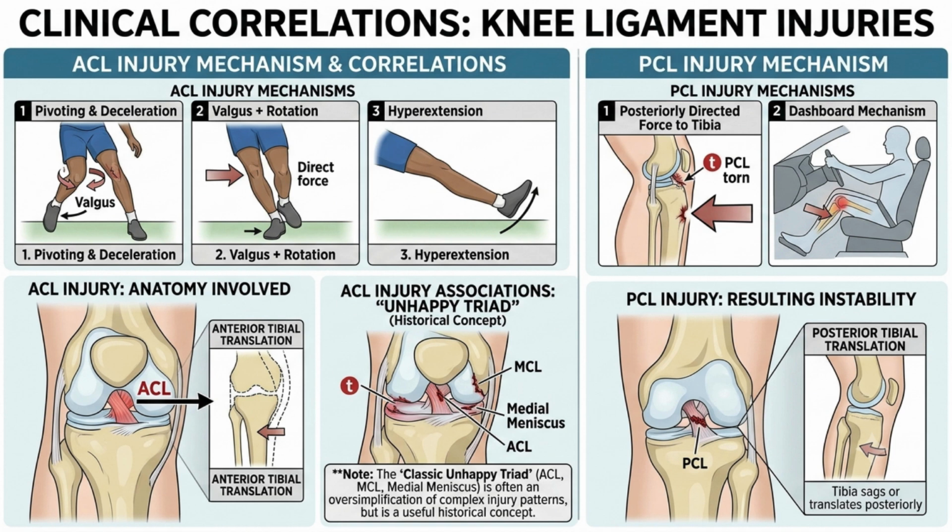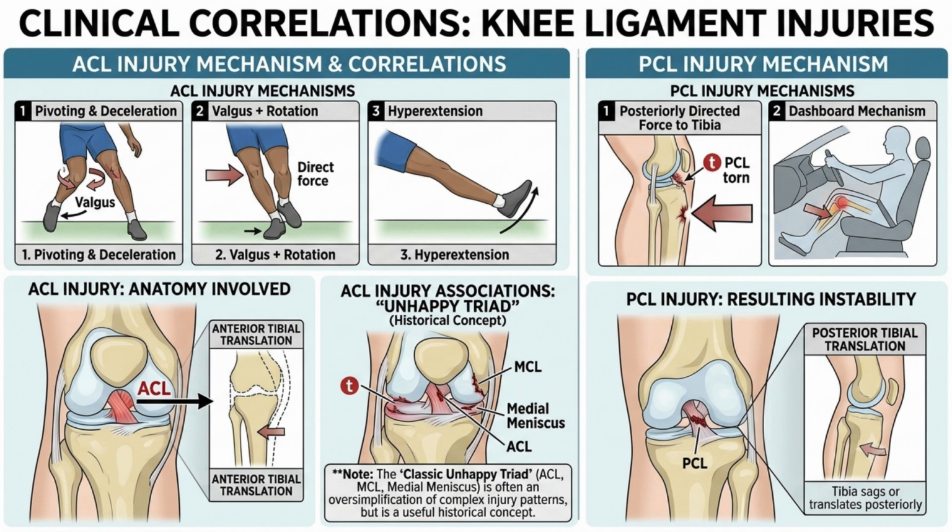The classic unhappy triad is often taught as ACL, MCL, and medial meniscus injury. However, this is an oversimplification of the range of injury patterns seen clinically. The key concept is that high energy rotational forces can damage multiple stabilizing structures at the same time.